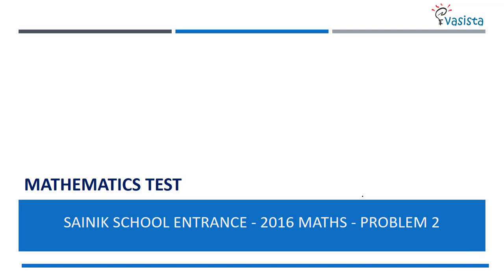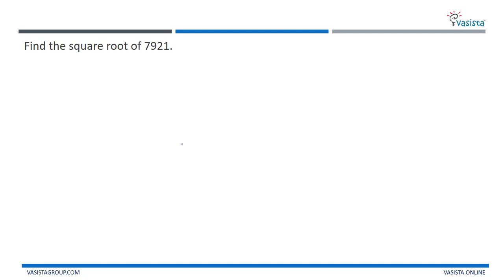Fine, let us go and solve the second problem. Right, let us check out here. We are supposed to find the square root of 7921. You know how to find the square root. It's a very simple one. Let us go with this 7921.